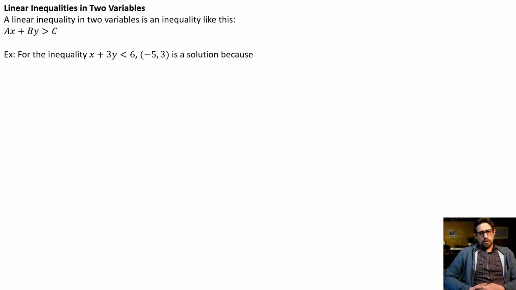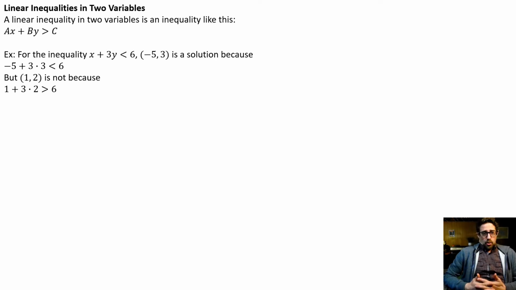Here's an example for the inequality x plus 3y is less than 6. We want to find every single ordered pair that satisfies that. Here, just randomly, is a solution. I just want you to see what constitutes a solution. Negative 5, 3 works because negative 5 plus 3 times 3 is negative 5 plus 9, which is 4. And that works because that's less than 6. Obviously there's an infinite number of other ones that work.